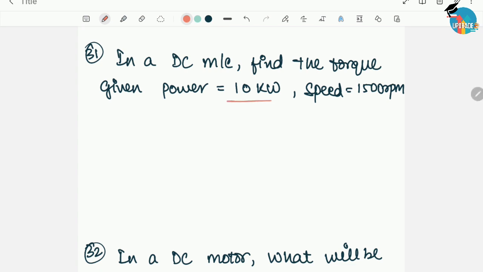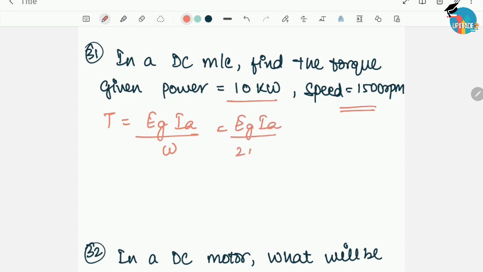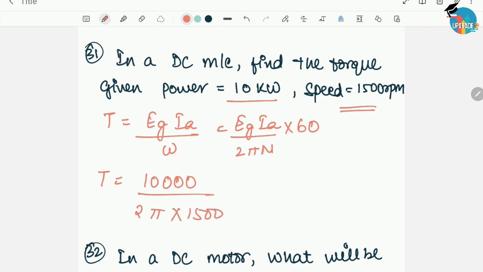The next question asked was, in a DC machine find the torque. The power given is 10 kilowatt and the speed is 1500 rpm. So for the torque in a DC machine, the formula is EGIA upon omega. We can also write it as EGIA, it is the power, and omega can be written as 2 pi n by 60. So T is equal to 10 kilowatt upon 2 pi, speed here is 1500 rpm. So using this formula we can easily calculate the value of torque. Correct answer for the torque is 200 by pi.